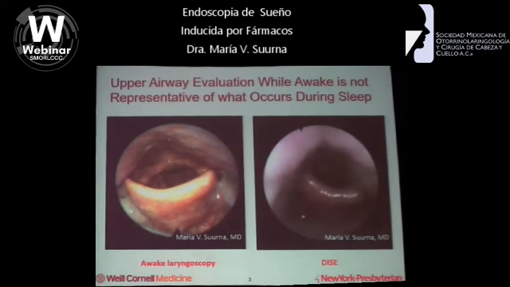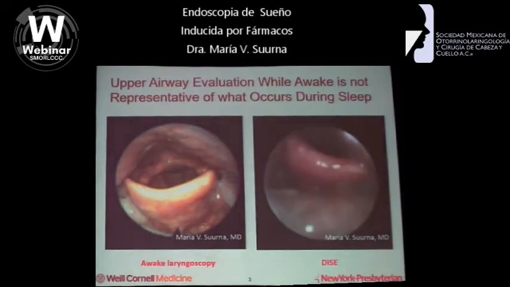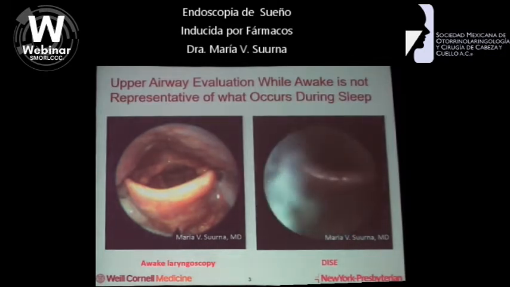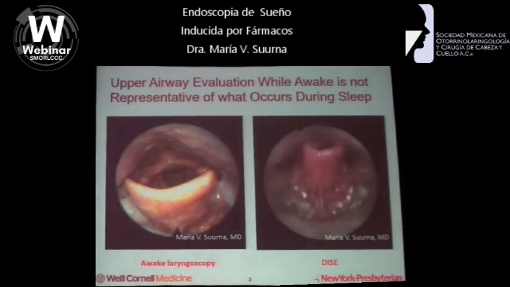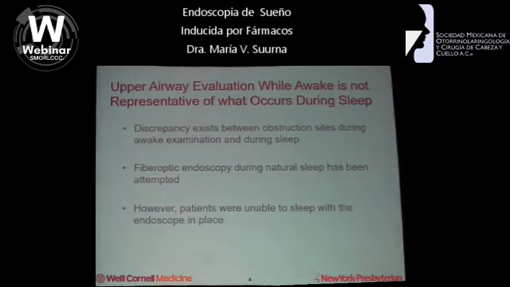Here you can actually see that the main source of snoring in this patient is not really the vibration of the palate or the tonsils, but more of the epiglottis. And this is something that you can't really predict unless you actually look at the airway during sleep. In this one, you can see how the epiglottis creates almost the main source of obstruction, kind of a trapdoor epiglottis. So looking at a patient's airway when they're awake is not the same as when they're asleep, and you can't really appreciate what's happening. There's a discrepancy between obstruction sites during sleep and when patients are awake.